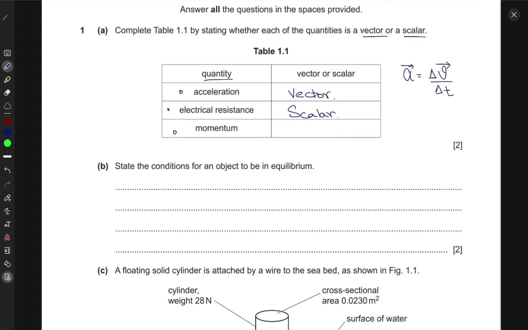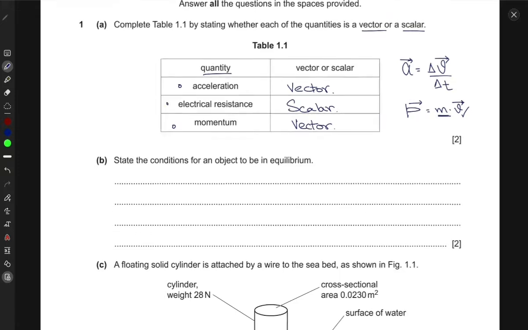And finally, we have momentum, and momentum is defined as the product of mass times velocity. Now, mass is just a constant, velocity is a vector, and so momentum is in the direction of the velocity of the object. So this means that momentum is also a vector quantity.